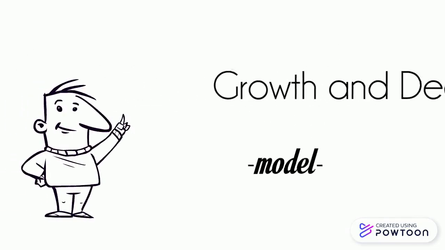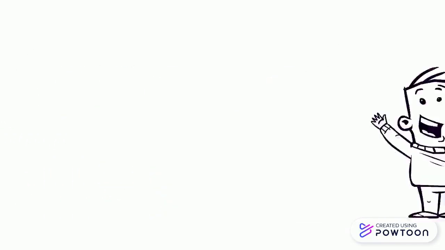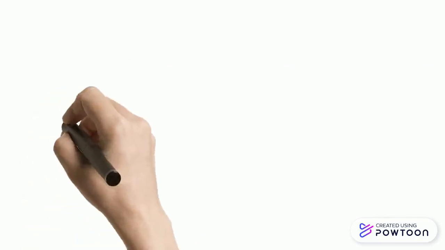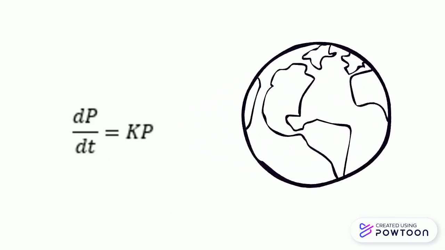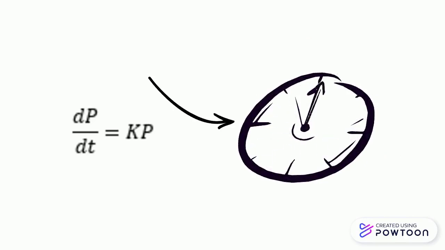Growth and decay model explanation. This equation tells us that the population grows at a rate that is proportional to the size of the population. Here, the population growth rate is how fast the population is growing at a certain time.